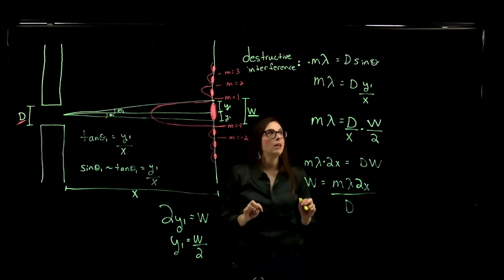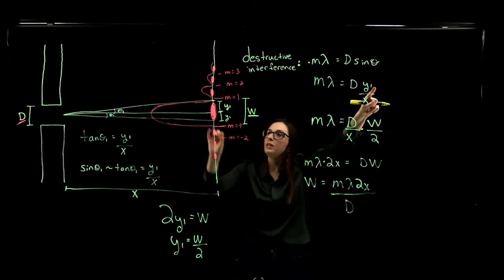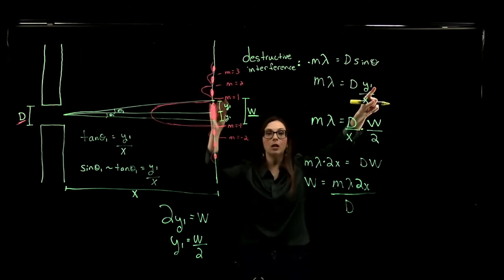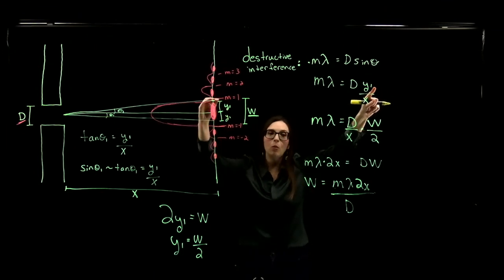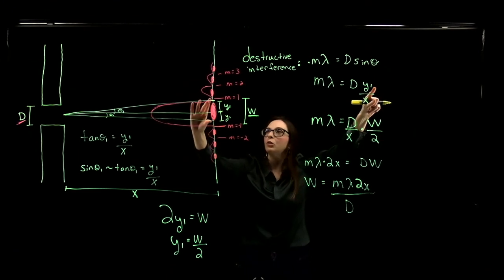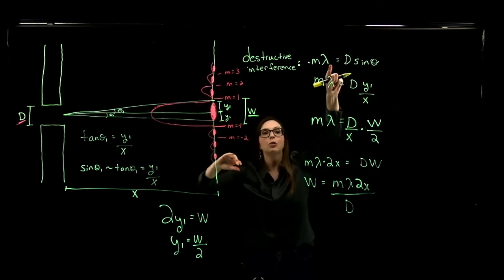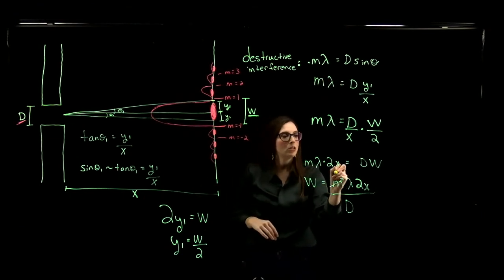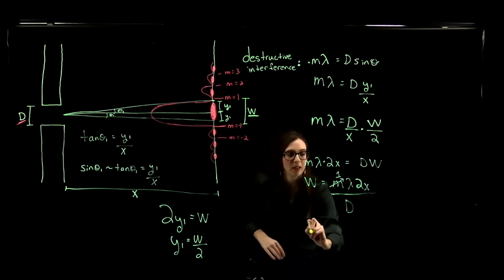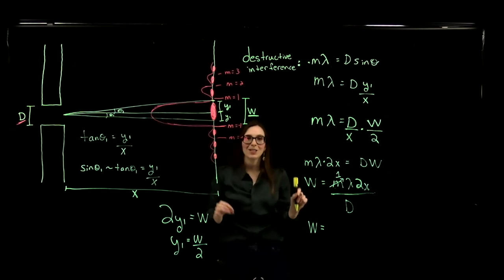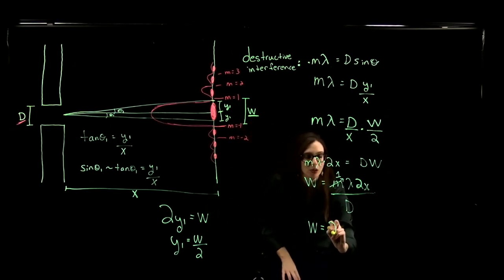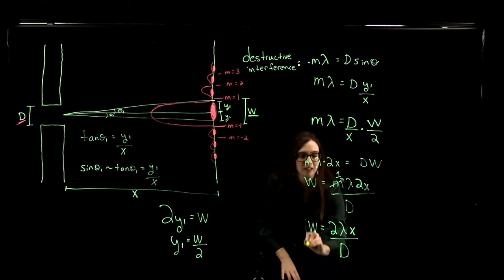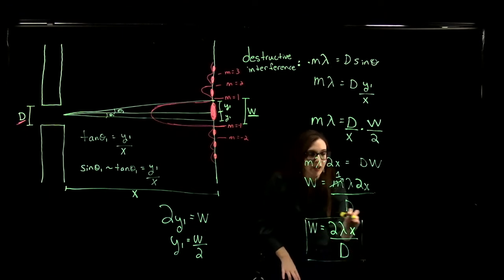So what should we use for this m here? Remember, y1 was the distance between our central point and the first dark spot. So we're going to use m equal 1 here, because we're just thinking about this central point, which is bounded by these first dark points, which correspond with m equal 1 in our destructive interference pattern. So the width of my central bright point in my single slit experiment is going to equal 2 times the wavelength of my source times x divided by D. Remember, D is the width of my slit, and x is the distance between my slit and the screen where my diffraction pattern is appearing.